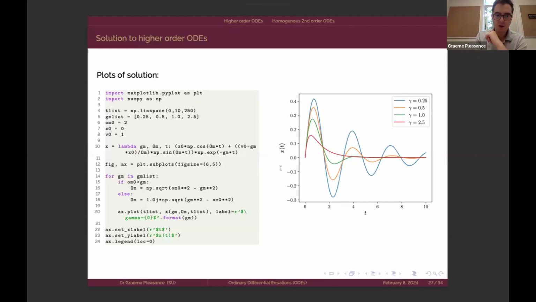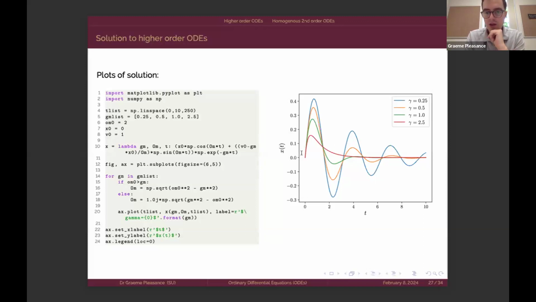This is exactly the same example, but I've just changed the initial condition. In this case, I specified the initial position to be zero, and V naught, so the speed, to be 1. This code is exactly the same; I've just changed the initial conditions. This illustrates how the plots change when you change the initial conditions.